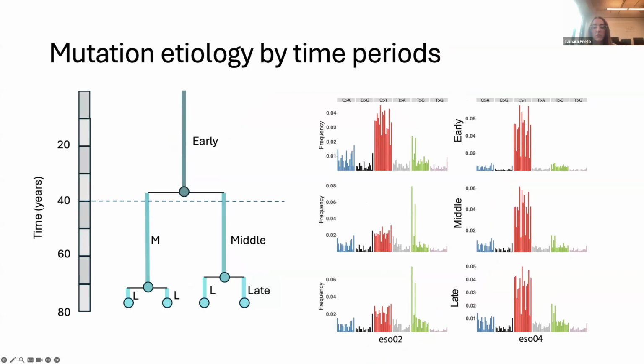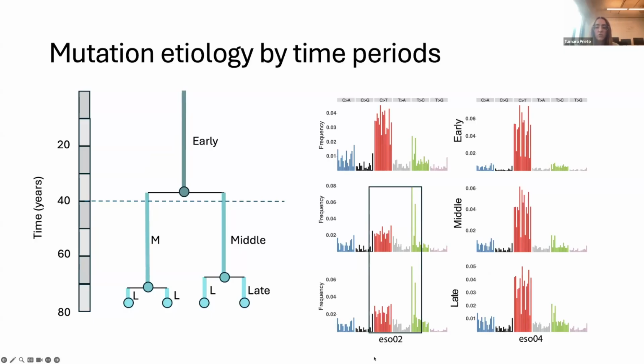And as the internal nodes of the tree have been dated, we can group the mutations associated with those nodes in different time periods. So we decided to group nodes before 40 years old, which we call early, after 40 to the last internal node, or middle, and the most terminal nodes, or late, corresponding to the cell sampling time when the donors were in their 70s. And after grouping them, we can plot their nucleotide profile.